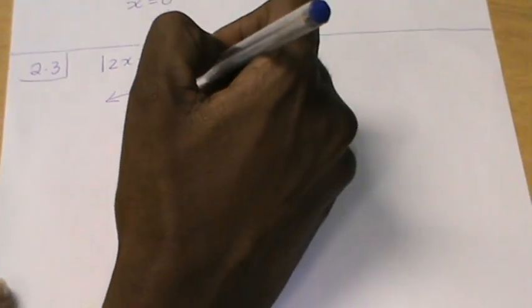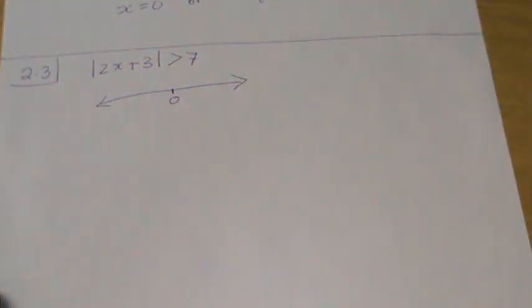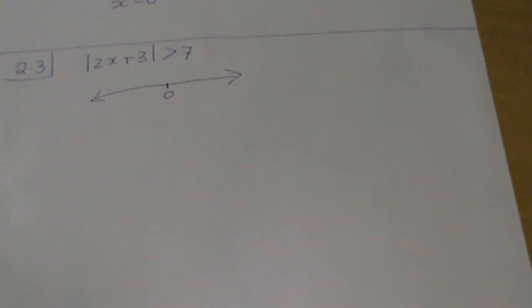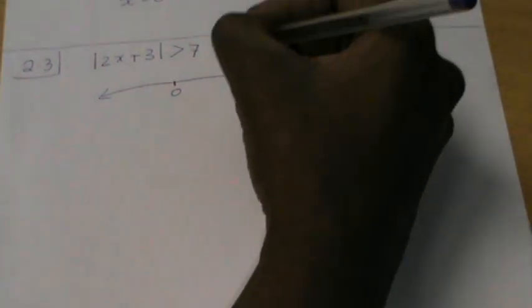So I can draw my number line like that, and then I put 0. Okay, and if I want to find out where all the points are that are greater than 7 units away from 0, I can count 7 units this way. I'll end up at 7, and then 7 units this way. When I go to the left, it is now minus 7.